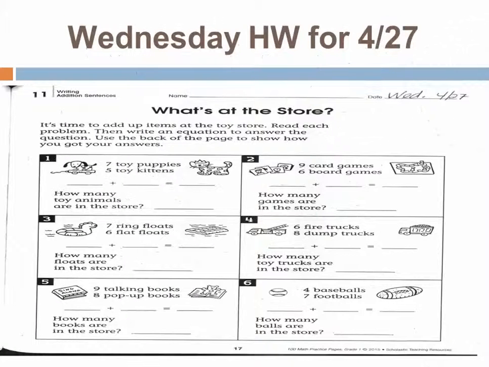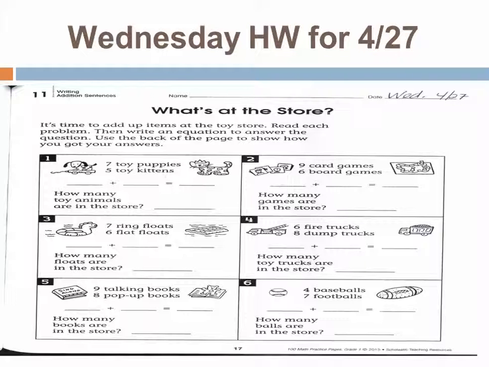Now for Wednesday's homework, you are going to read these word problems and then try to fill in the blanks, as well as find out how many toy animals are in the store. Let's do this example together. So there are 7 toy animals. So write 7 and then 5 toy kittens. So write 5. So the first one is actually 7 toy puppies, not 7 toy animals.